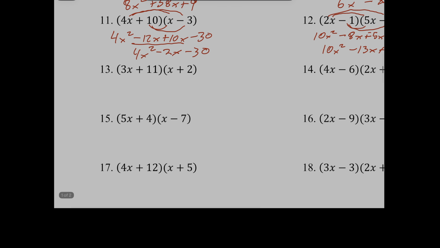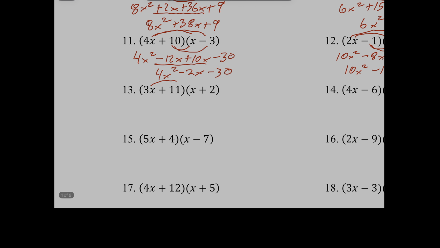Okay, let's go on to number 13 here. Okay, 3x times x is going to be 3x squared. Do my outies, which is a plus 6x. Do my innies, which is a plus 11x. Do my outies, which is a plus 22. Look like terms. 3x squared, add them up, plus 17x. And you just copy the third.